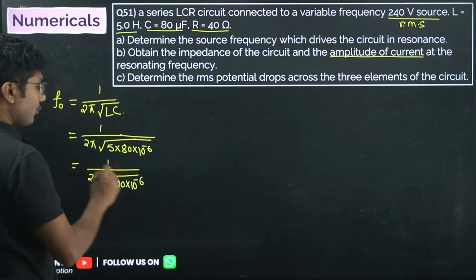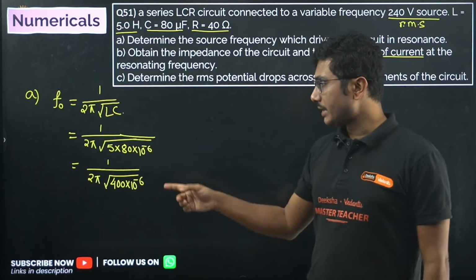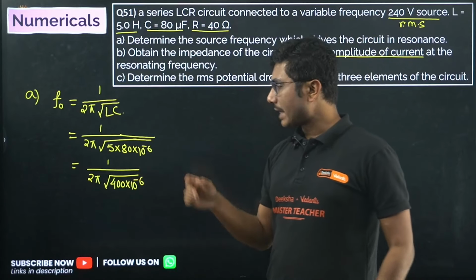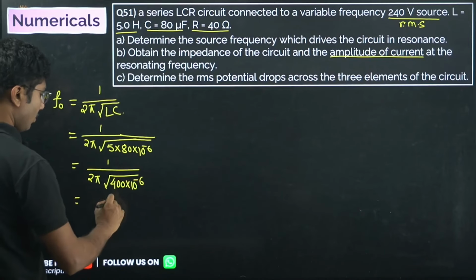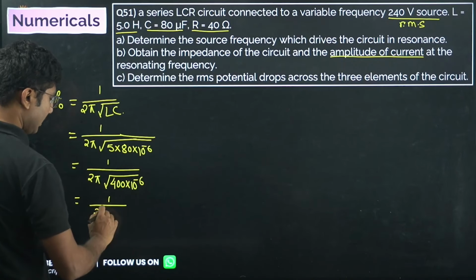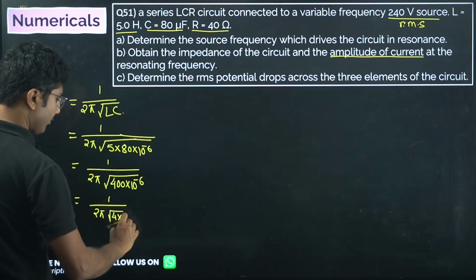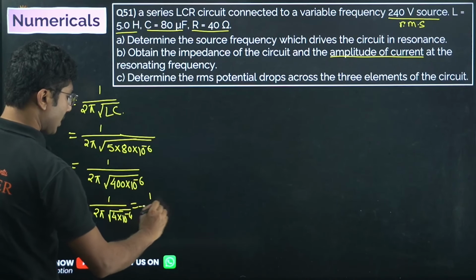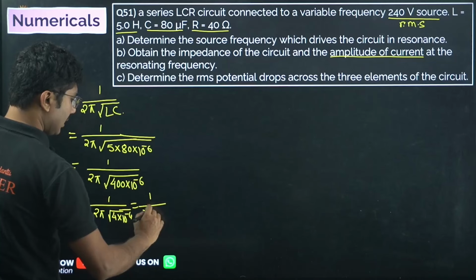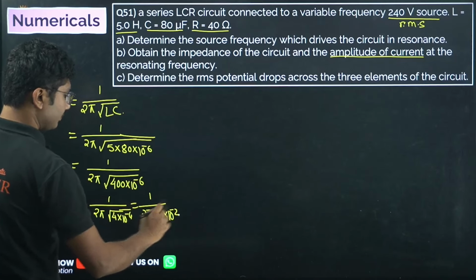Now 400 into 10 to the power of minus 6 is what? That will be 4 into 10 to the power of minus 4. 400 has 2 zeros, so you can take these 2 zeros and cancel with 10 to the power of minus 6. So it will be 1 by 2 pi square root of 4 into 10 to the power of minus 4. Now if you take the square root, you will get 1 by 2 pi into 2 into 10 to the power of minus 2.